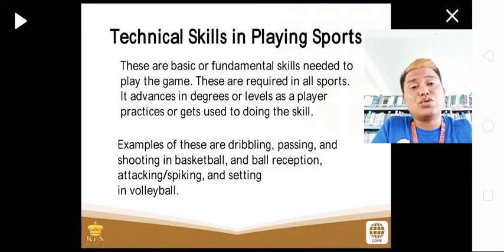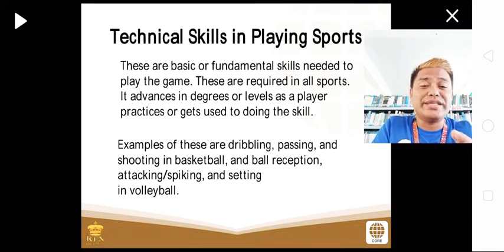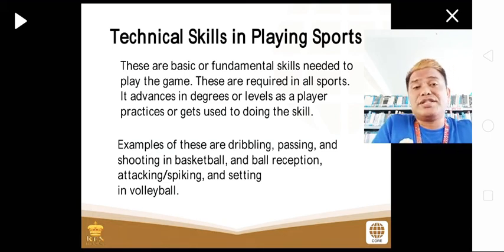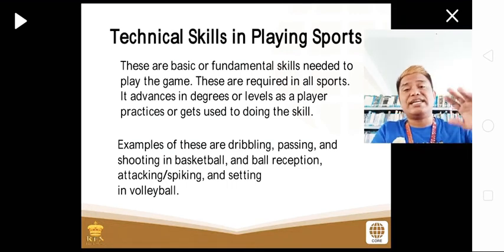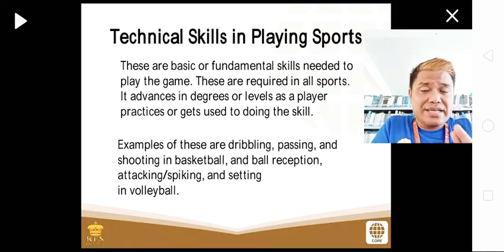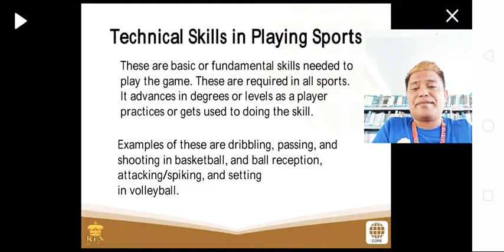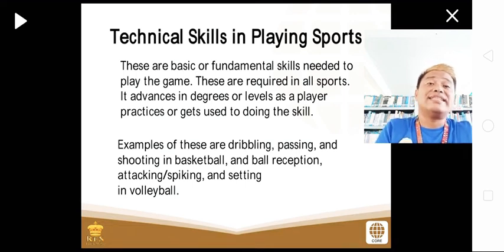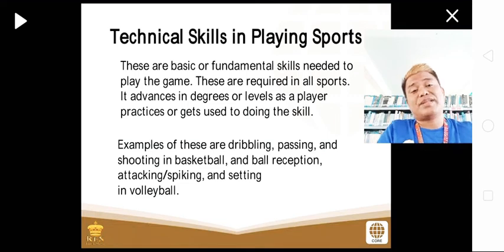Practice or get used to doing the skills. Dapat alam mo paano i-dribble, lahat ng techniques para kayo manalo. Example for this are dribbling, passing, and shooting in basketball, and ball receptions, attacking, spiking, and setting in volleyball. So, yon na. Dapat ang technical skills niyo, alam nyo, master nyo para may chance kayong manalo. At saka i-apply ang technical and tactical skills. So, yun dapat.